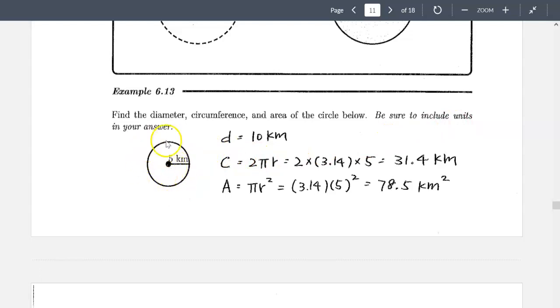Okay. Now you have a circle here with a radius of 5 kilometers. So the diameter is twice as much, so it's 10 kilometers. Circumference is 2 pi r, so 2 times 3.14 times 5. So the answer is 31.4 kilometers. Now notice the units are all kilometers, except area is kilometers squared. So the area is equal to pi r squared. So pi is 3.14 times 5 squared, equal to 78.5 kilometers squared.